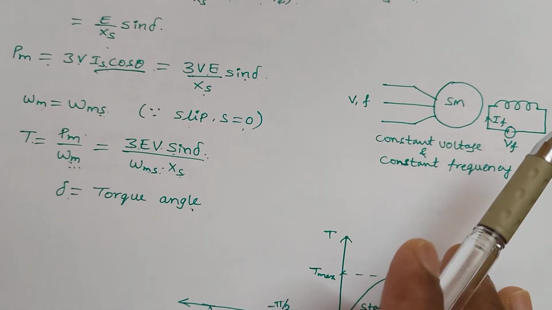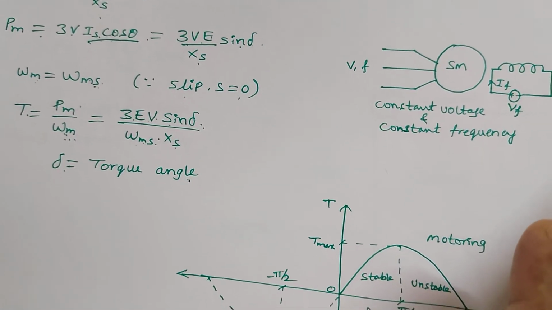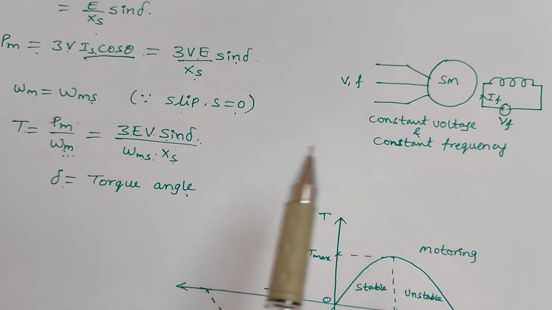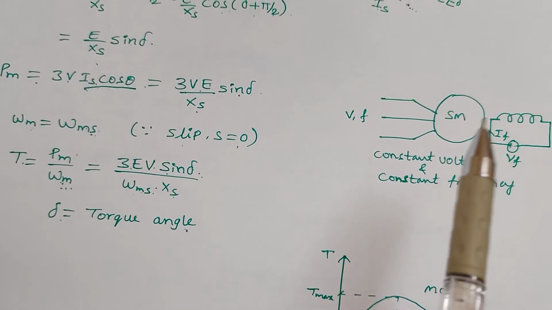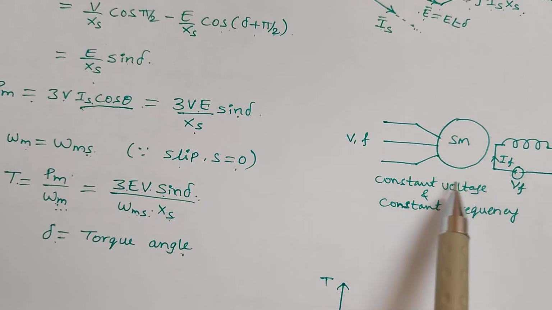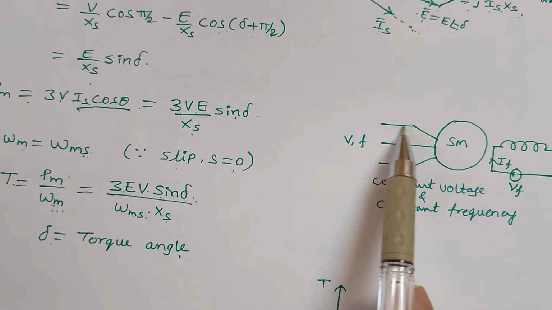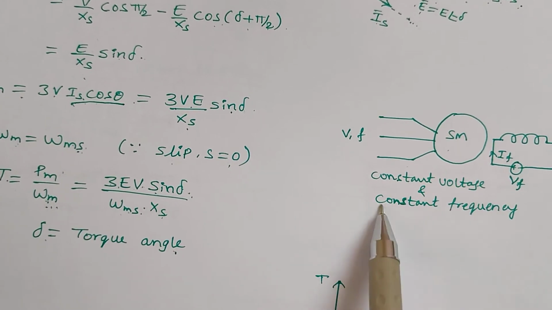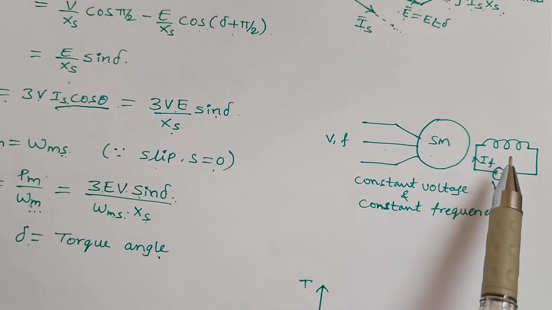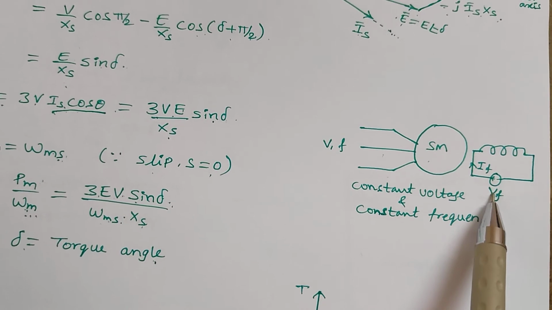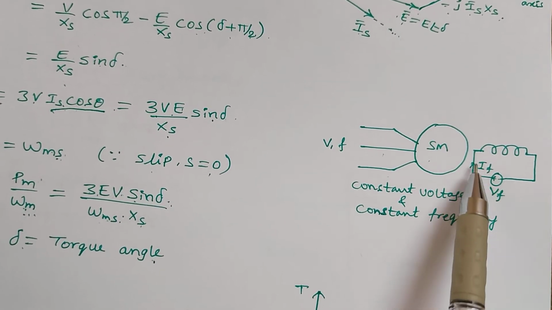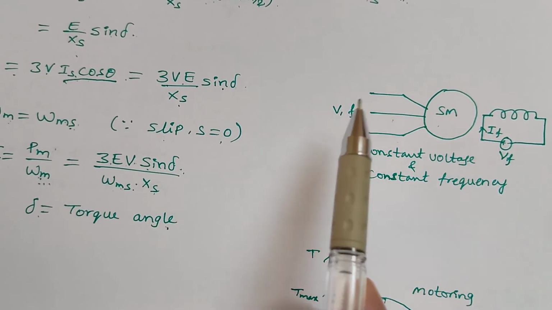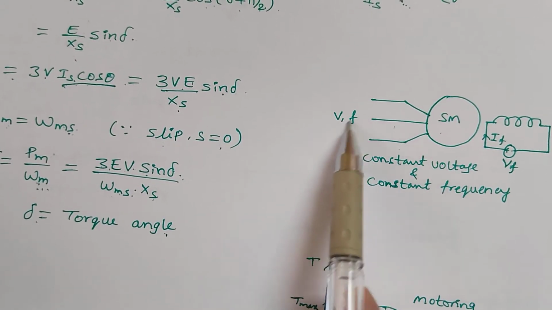So here, before drawing the speed torque characteristics, first we'll see this. Let us assume this is your synchronous motor, running with a constant supply voltage and constant frequency. The corresponding field voltage is Vf and the corresponding field current is If. The supply voltage is constant, and the frequency is constant.